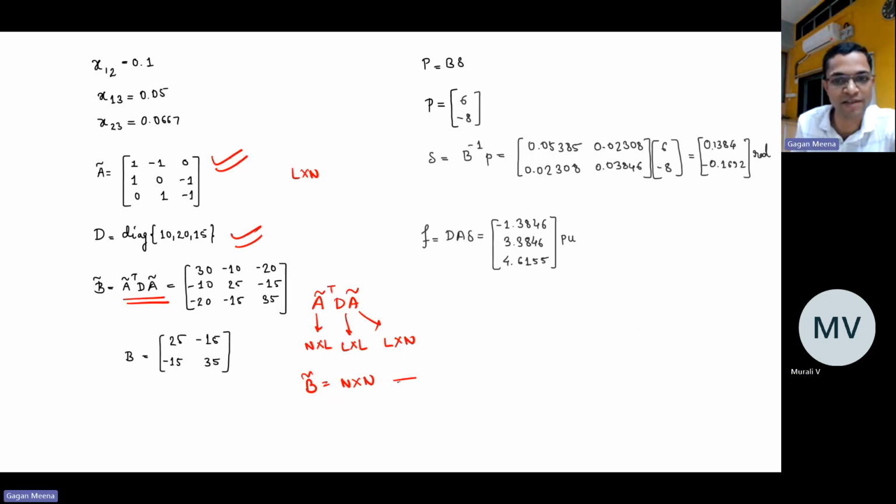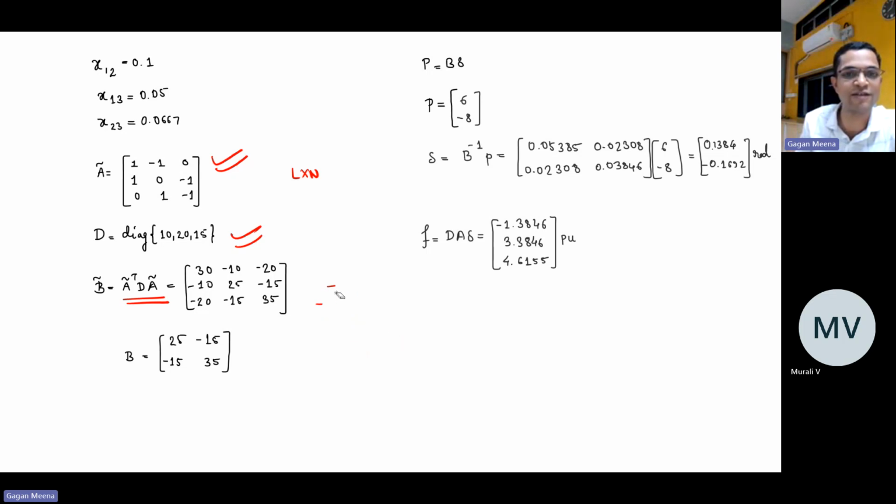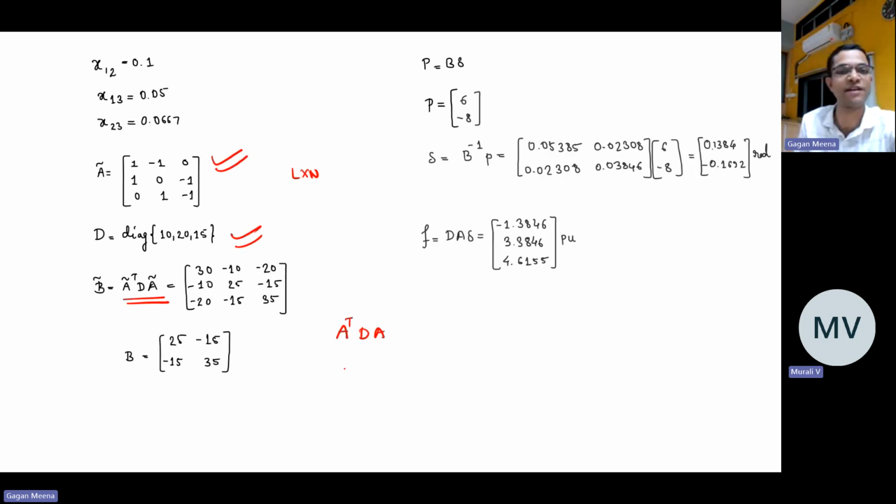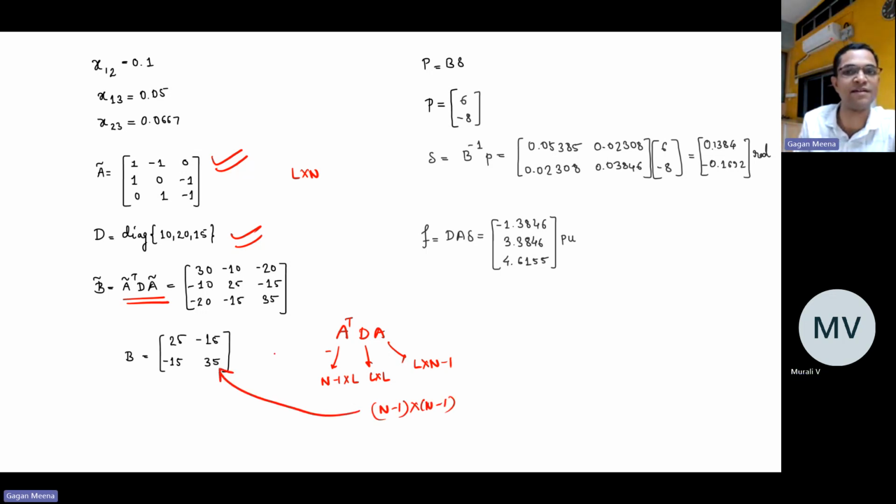In this, from this we have to remove the first column and first row. And if you don't want to remember this again and again, what you can do? Instead of this, directly take A transpose D A. Then A is this reduced one after removing one column. So this becomes n minus 1 cross L, this is L cross L, this is L cross n minus 1. Then you will get n minus 1 cross n minus 1. Directly you will get this B matrix.